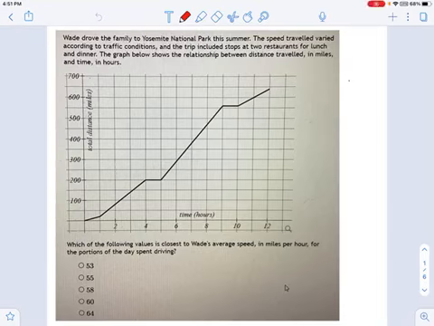One nice thing about a graph is you can quickly get a feel for certain aspects of the data that are in the graph without necessarily having to read a whole lot of words. And I'll give you an example. We're looking at total distance on the y-axis and total time on the x-axis. So what that means is if you see the graph going horizontally, that's time that's passing, but not a whole lot of distance happening. In other words, you're stopped.